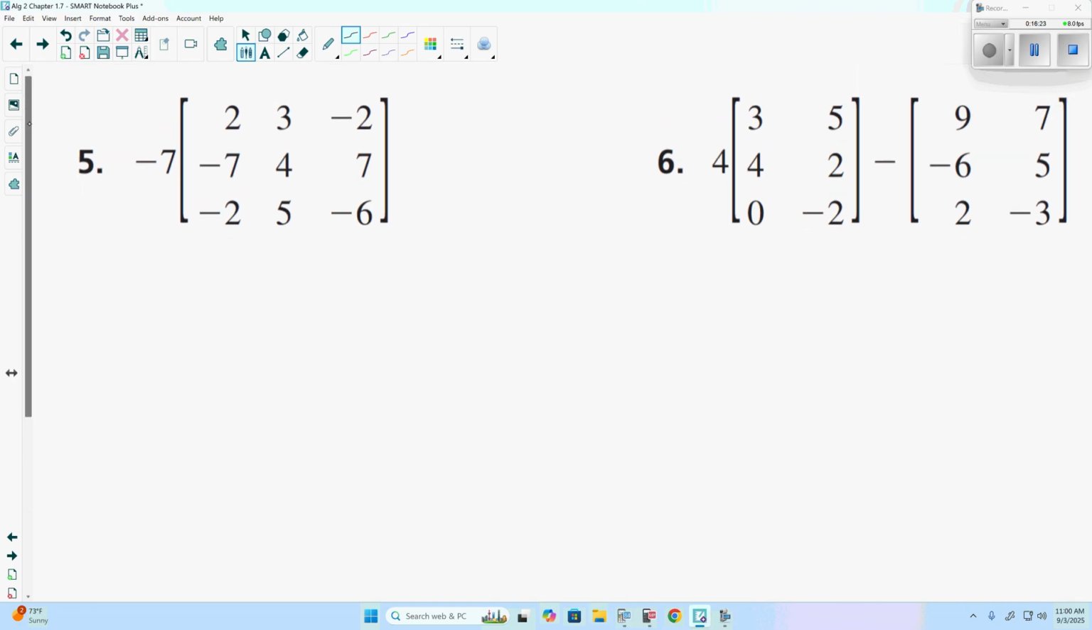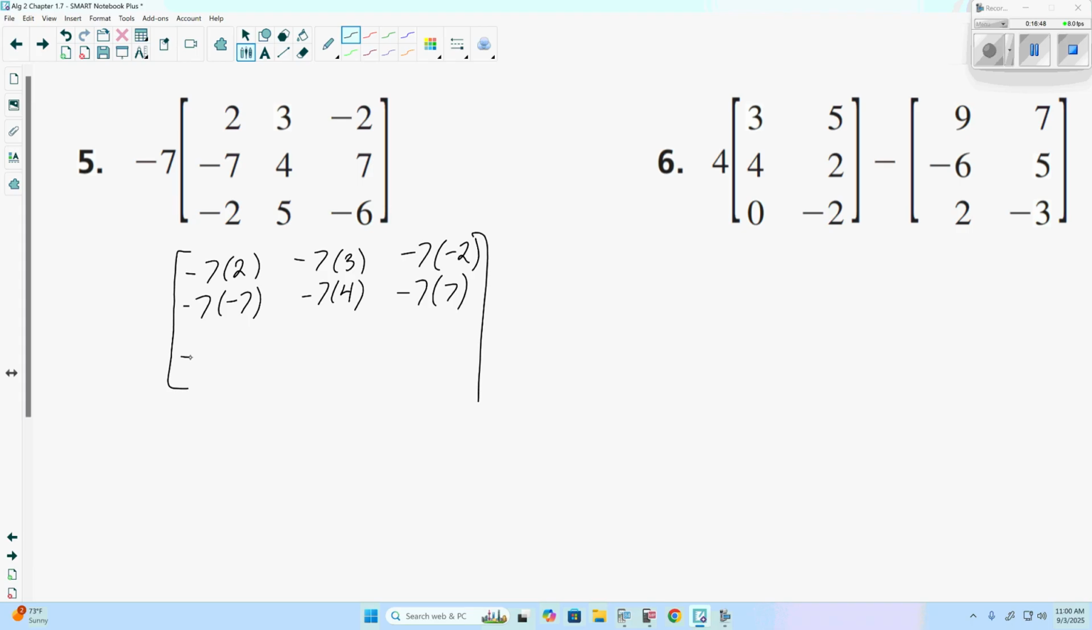We can look at number 5. So here we're multiplying through by -7, yes? So we could write it out, say -7 times 2, -7 times 3, -7 times -2, -7 times -7, -7 times 4, -7 times 7, -7 times -2, -7 times 5, and lastly, times -6.